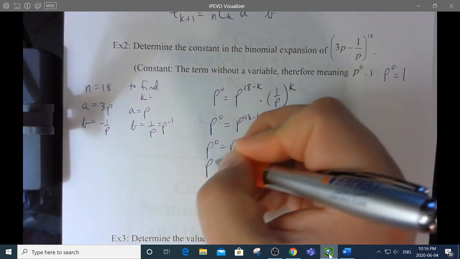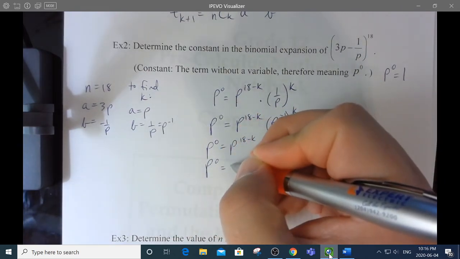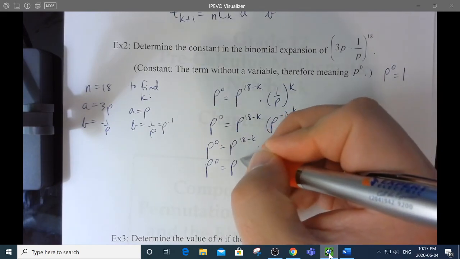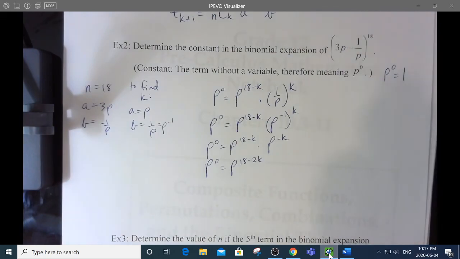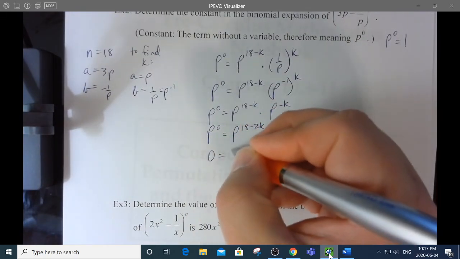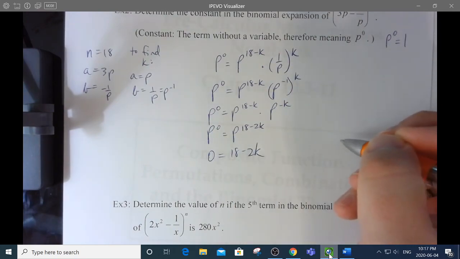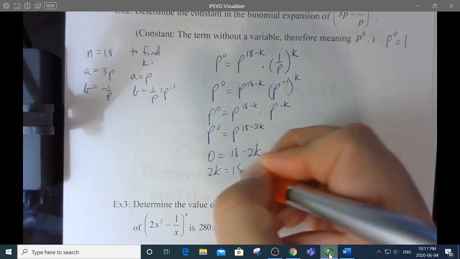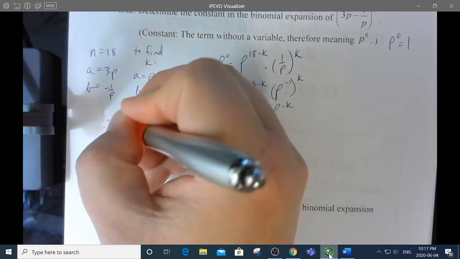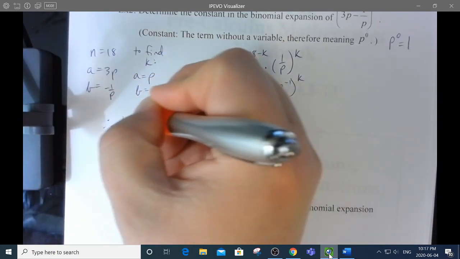Then in the next step, I can add those exponents together. So that's p to the, those two things add, so that's 18 minus k minus another k, which is 18 minus 2k. Once again, DJ, drop the base. Don't need it anymore. I know that 0 equals 18 minus 2k as a formula. So 2k is equal to 18, so k is equal to 9. So therefore, k is equal to 9.